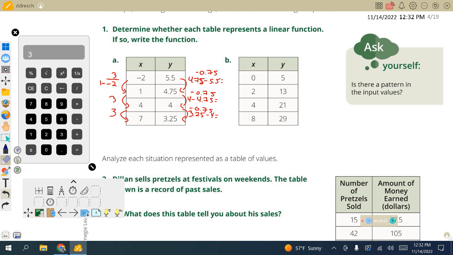Now, how do we write this thing up? Negative 0.75 over 3, or 3 over negative 0.75? Plus 2. Negative. I'm going to write right below the table.